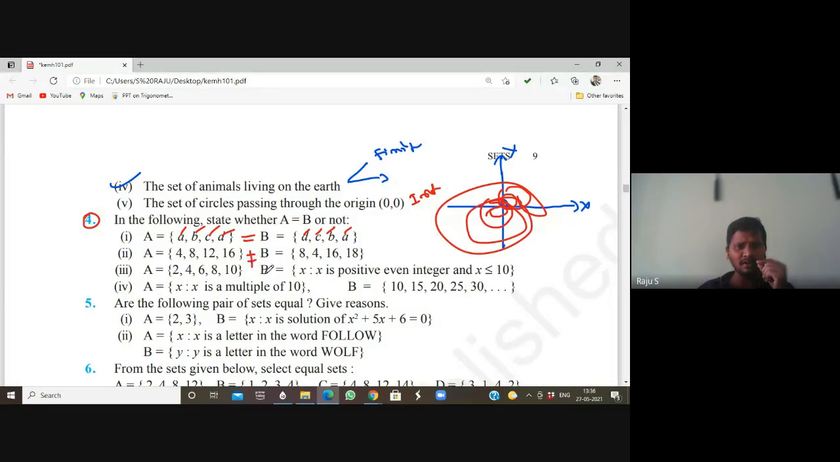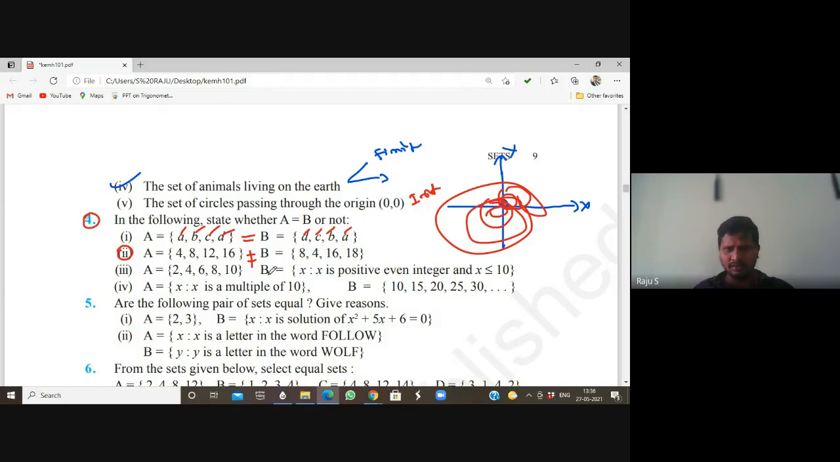So not equal. See here what I want to say. A and B in the second subdivision are not equal sets, but we can say they are equivalent sets. What is meant by equivalent? The number of elements are equal. The elements may be the same or different. If the given sets have the same number of elements, then we can say they are equivalent sets. Here A and B are equivalent but not equal. Equal means both A and B should have the same elements.